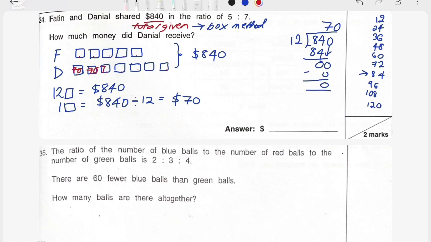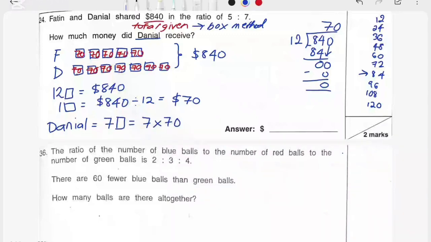That means each of these boxes is also equal to 70. But the question is asking for the amount of money Danielle received. So Danielle has 7 boxes. 7 boxes means 7 times 70, since each box is 70. 7 times 70 is simply 7 times 7 with a 0 at the end. So Danielle received $490.